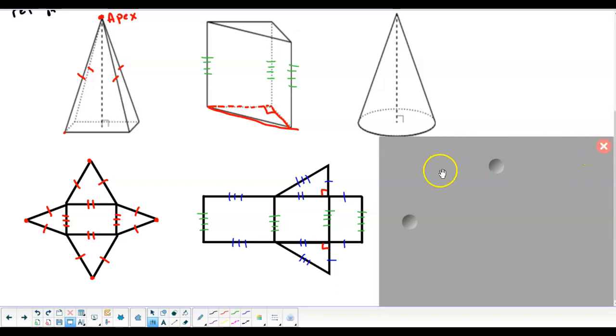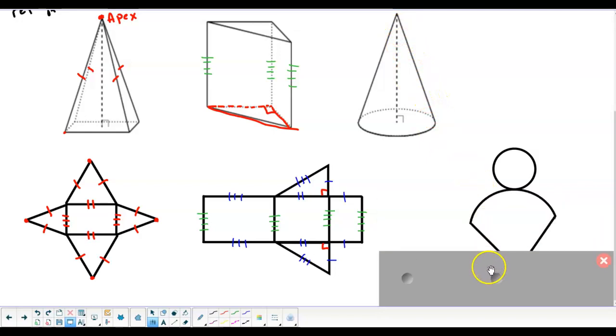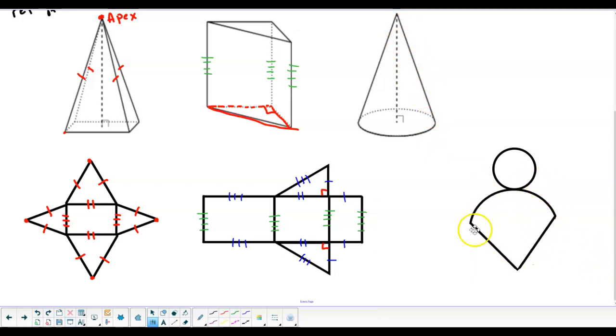All right, what about the cone? This is always the fun one. What happens if I deconstruct a cone? Well, the first part is pretty friendly, right? The base of the cone is a circle. But how do I unravel a cone? Well, picture if I was to just cut along one of the sides and then fold it open. It would be what we call a sector of a circle.